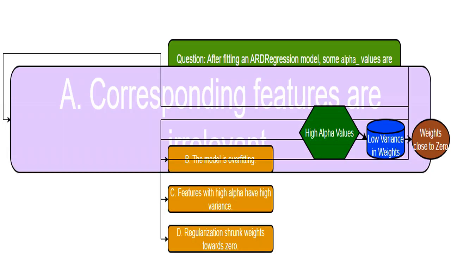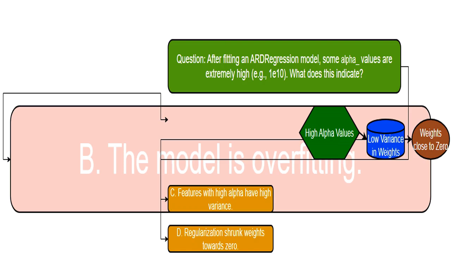High alpha values show regularization is working. The model is not overfitting. Overfitting is related to low alpha values, which leads to high variance in weights. This statement is incorrect. I should remember that high alpha indicates low variance in weights. Therefore, high alpha values are associated with low variance, not high variance, in the weights of the corresponding features.